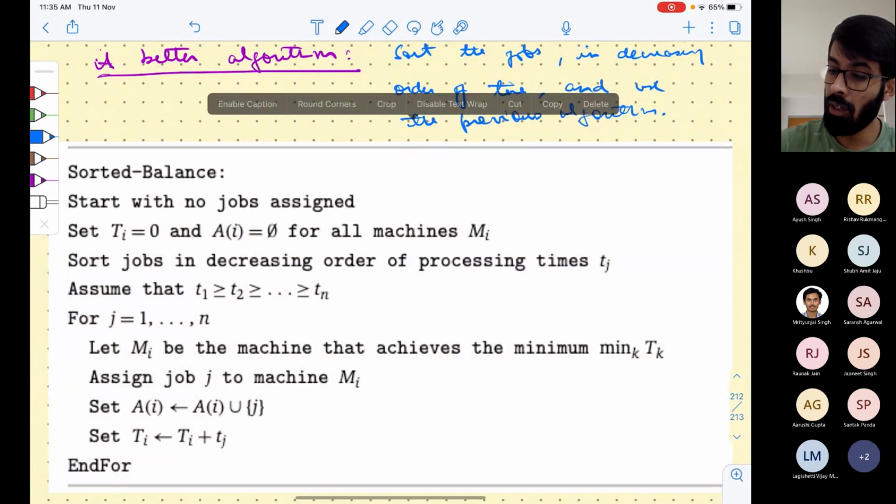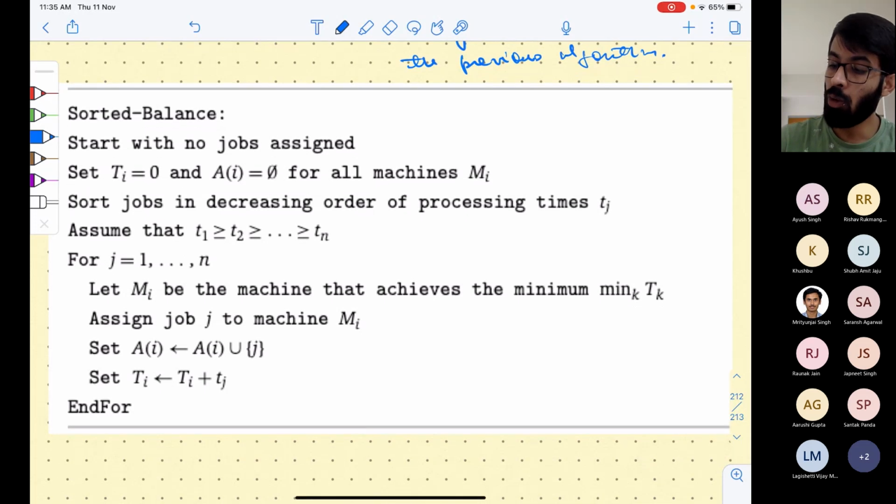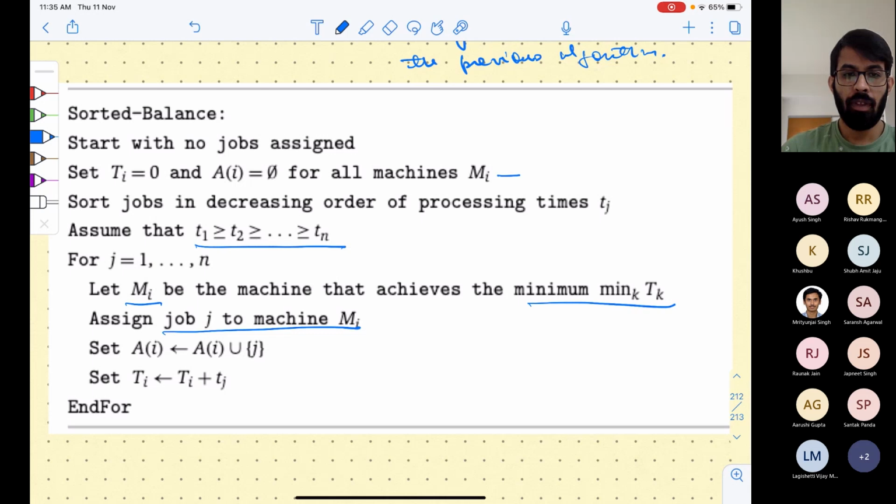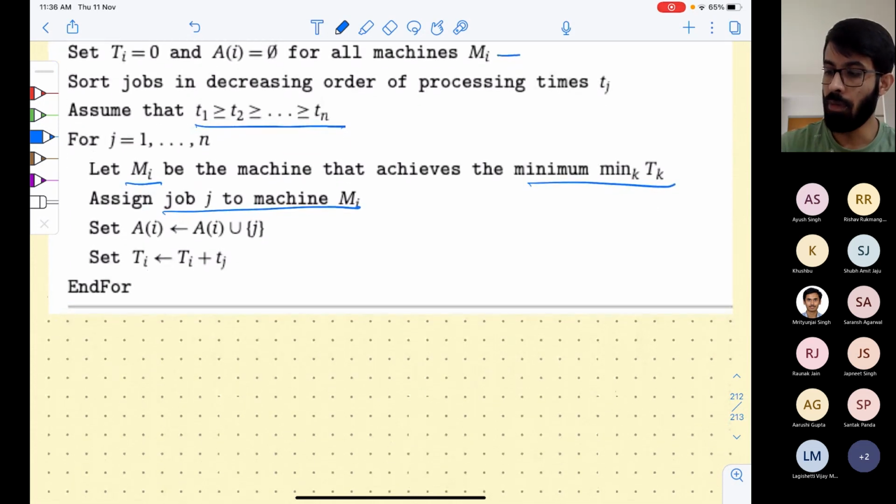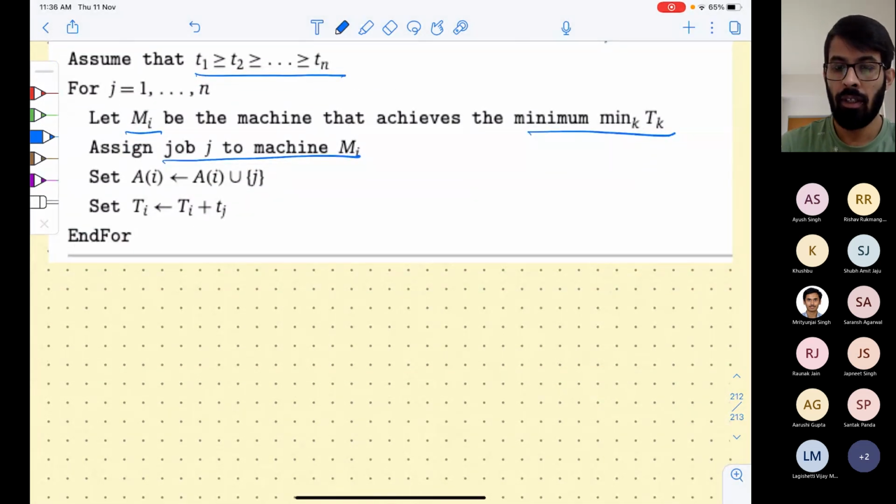Okay, so what is this algorithm doing? Start with no jobs assigned. The initial condition is the same. Sort jobs in decreasing order of processing time t_j. And then again the same thing: let M_i be the machine with minimum load, assign the job to machine M_i, and continue. So that is the only thing we did. We just sorted the jobs according to their running times. And now we want to show that this actually achieves a better approximation ratio.